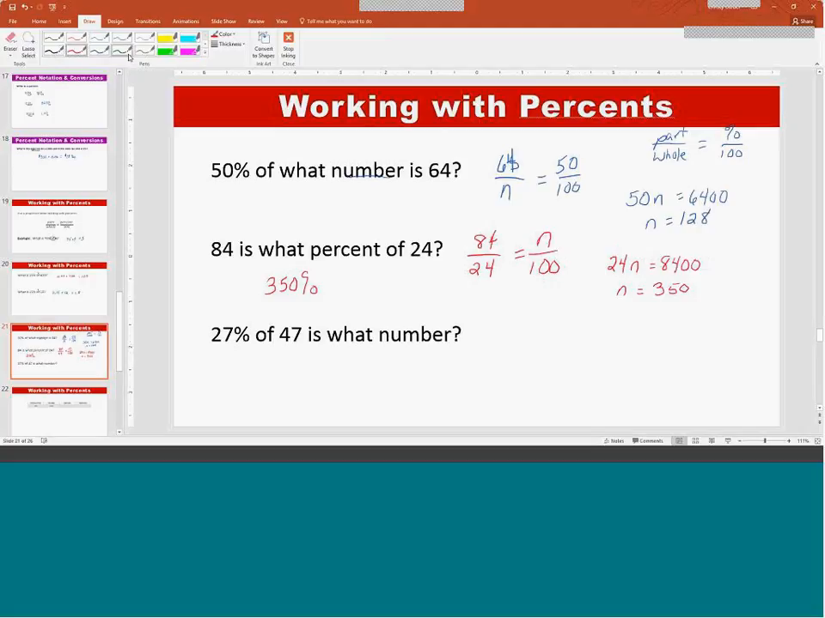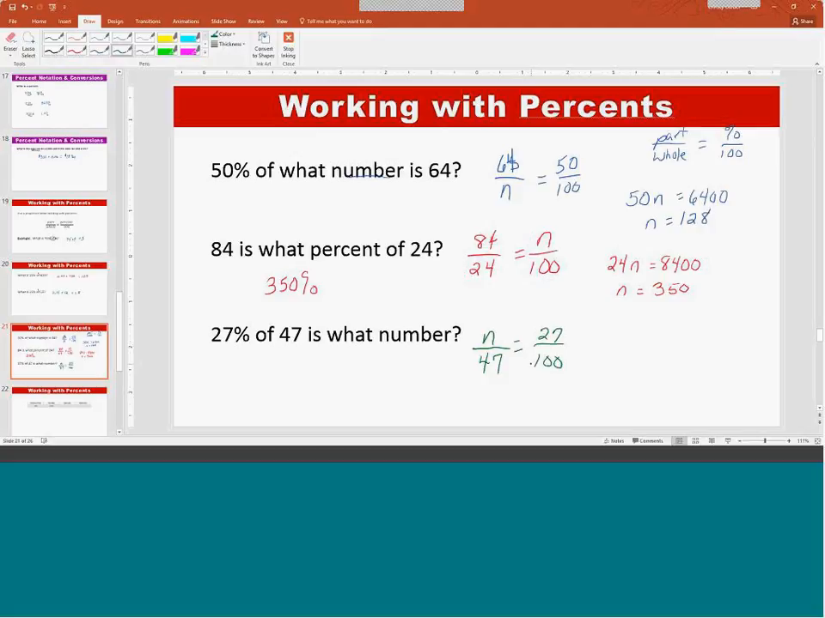So the last example: 27% of 47 is what number? We don't know the numerator or the part, but we know the whole. I'm just going to use this proportion, because we could simply multiply 47 times the decimal percent, but let's go with this whole proportion line of thinking. We don't know the part, but the whole is 47, and it's multiplied times 27%, or 27 over 100.